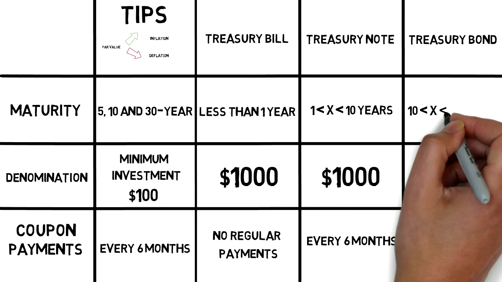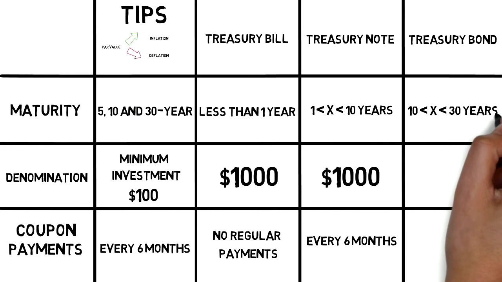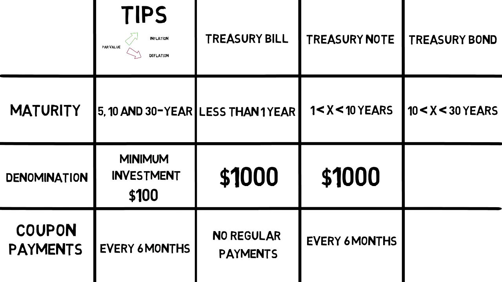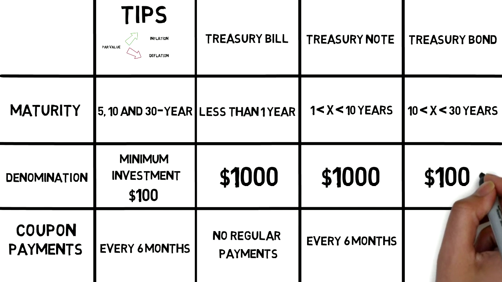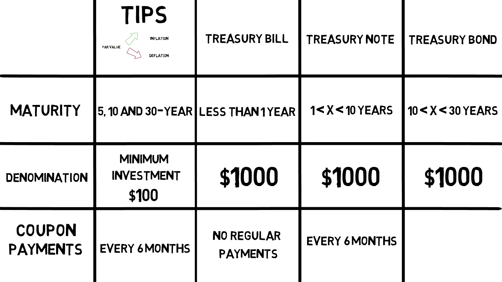Treasury bonds are issued with maturities that can range from 10 to 30 years. Like Treasury notes, T-bonds are issued with a minimum denomination of $1,000, and coupon payments are paid semi-annually.